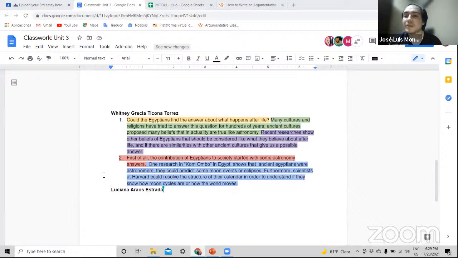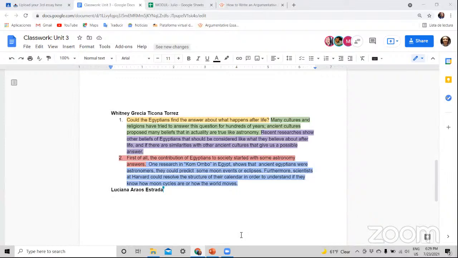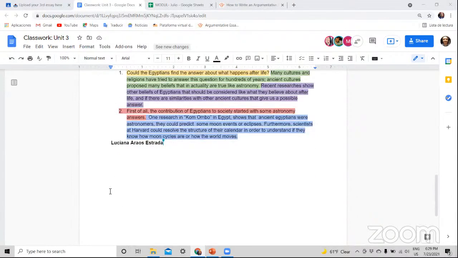Now let's go with you, please, Whitney. Let's read what you have, please. Okay, first of all, the contribution of Egyptians to society started with some astronomy answers. Research in Kom Ombo in Egypt shows that ancient Egyptians were astronomers. They could predict sun and moon events or eclipses. Furthermore, scientists at Harvard could resolve the structure of their calendar in order to understand if they know how moon cycles are or how the world moves.